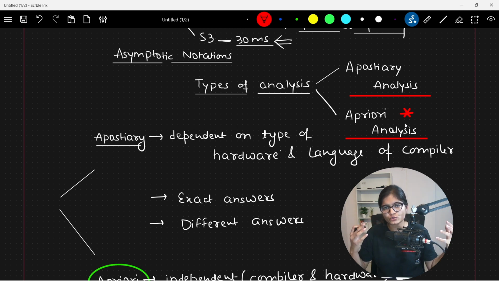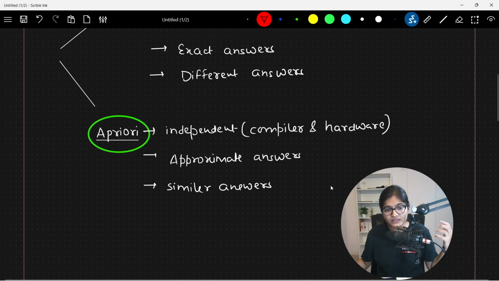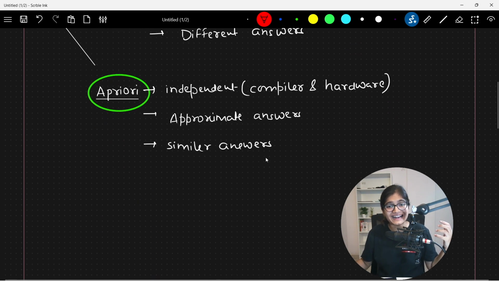We are not here to deal with the exact time requirement. So that's where we want approximate answers, and that's where we are getting the asymptotic notation, which will give us the approximate time complexities and the space complexities, and with the help of which we will be able to compare which particular algorithm or which particular code is working better.